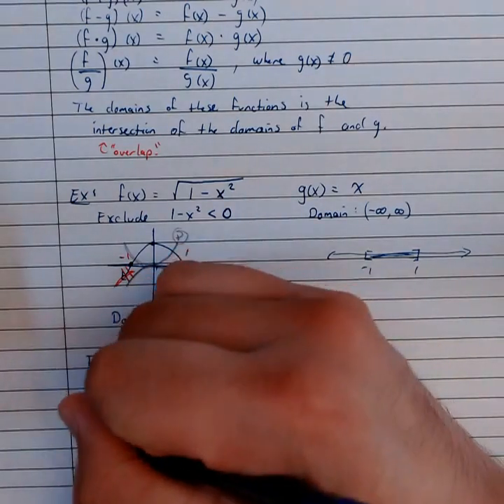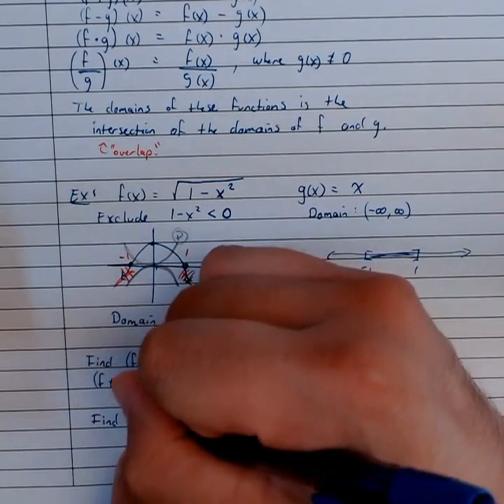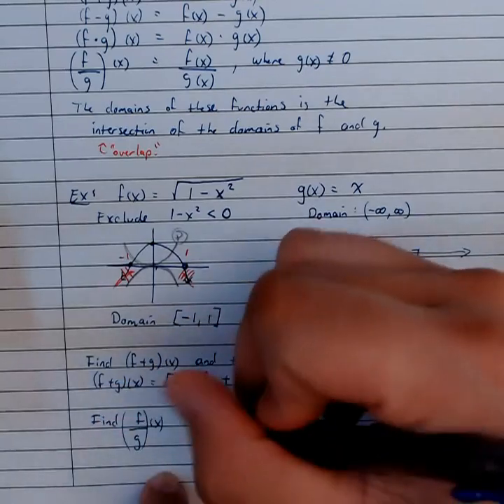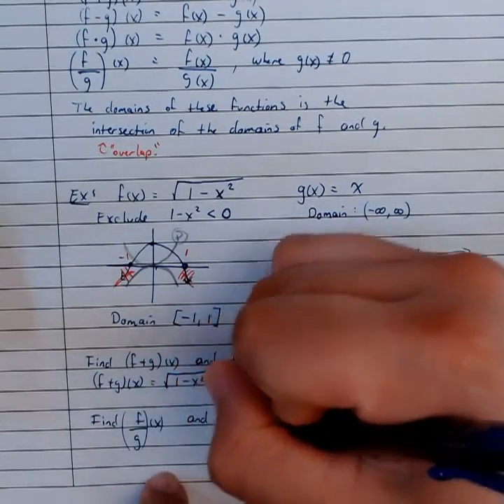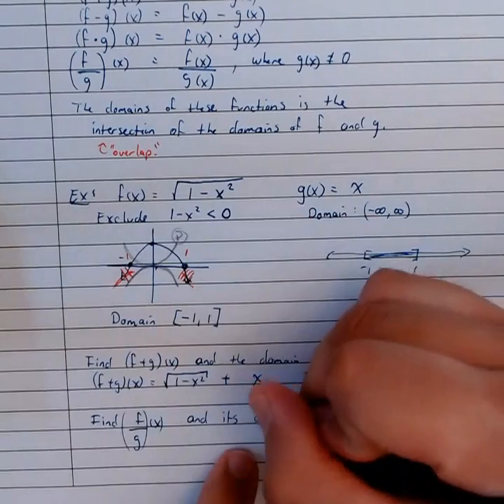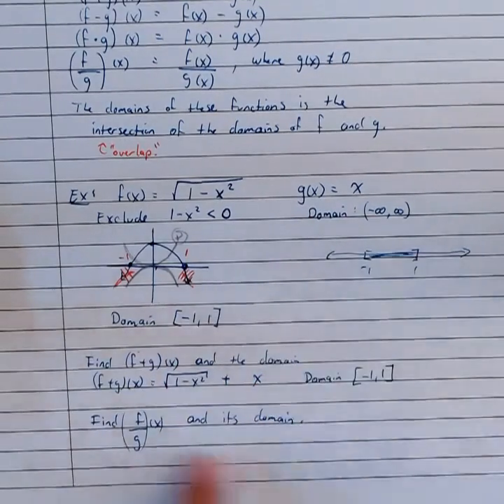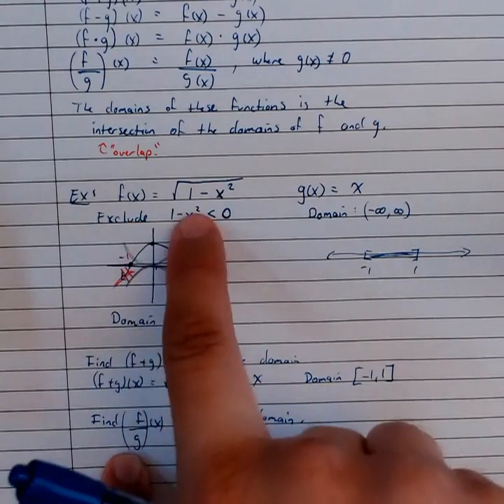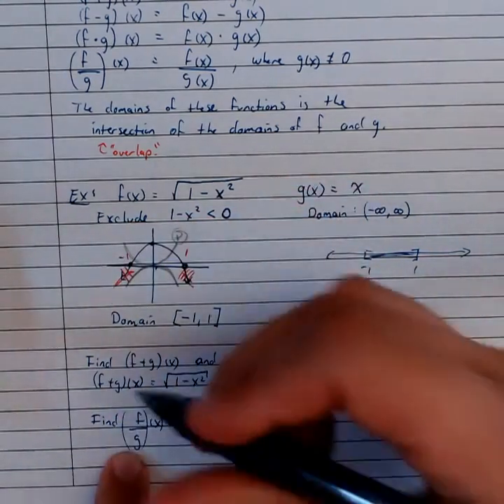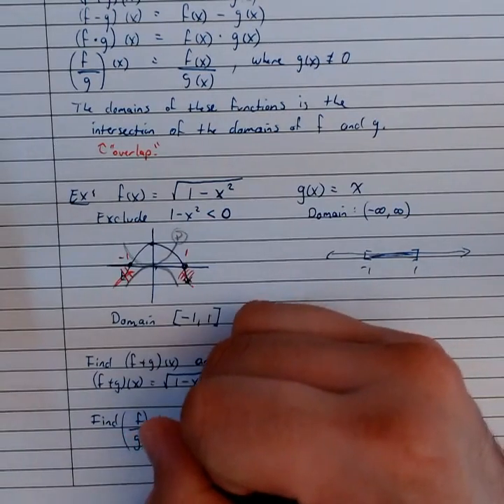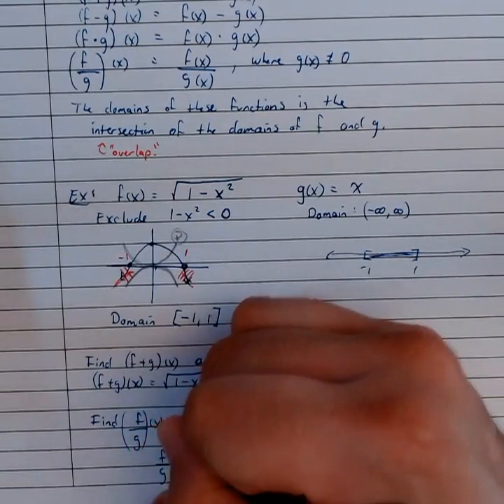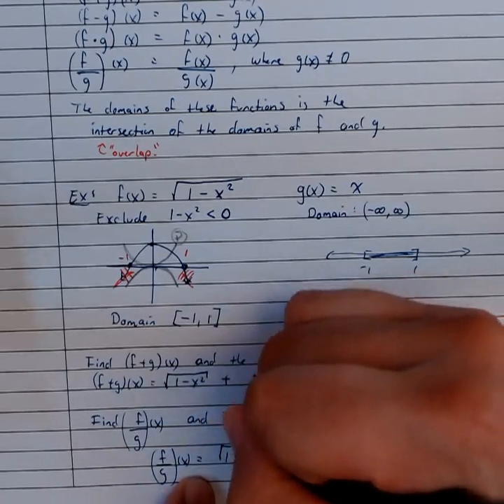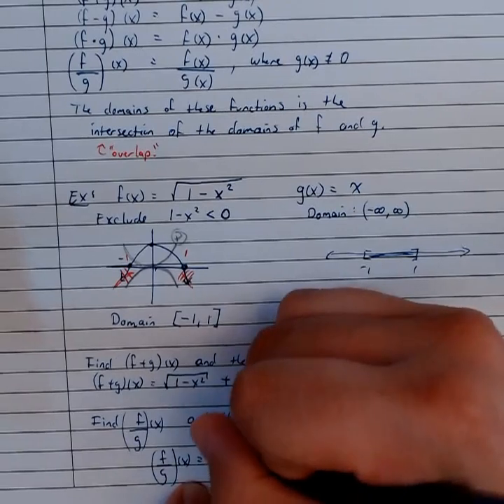Let's go ahead and try to find f over g of x and its domain. Okay, so again, f over g means take your function f, which is this one, divided by your function g, which is this one. So that's going to be f over g of x is equal to the square root of 1 minus x squared over x.